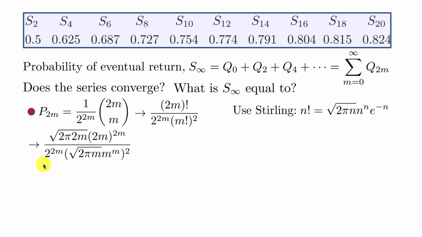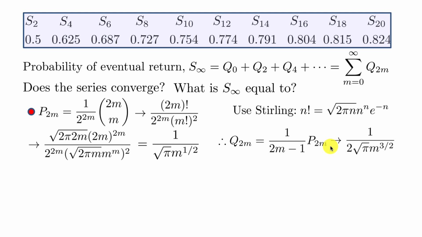That's easily done. M to the power 2m. Well, there's m to the m and that's squared, so that cancels out. The 2 to the 2m cancels with this. And so we are left with just this thing. In other words, as m becomes larger and larger, p2m goes down with m as 1 over the square root of m. This also tells us immediately how fast q goes down as m increases. So q2m, as you recall earlier from our theorem, was 1 over 2m minus 1 into p2m, which means that this goes down as 1 over m to the power 3 over 2.